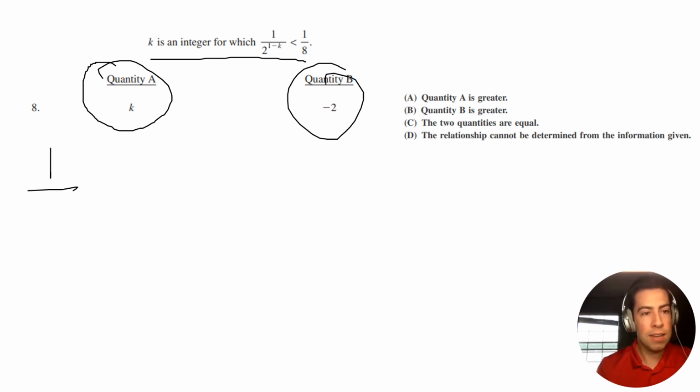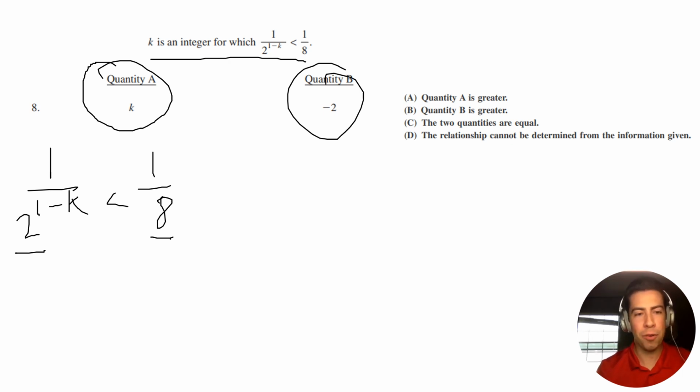So we're going to have 1 divided by 2 to the 1 minus k power is less than 1 divided by 8. So you see here on the left side, we have this 2 here, and I want 8 to look like 2. Now, some of you guys might be thinking, what the heck are you talking about? What do you mean you want 8 to look like 2? Let me show you what I mean.